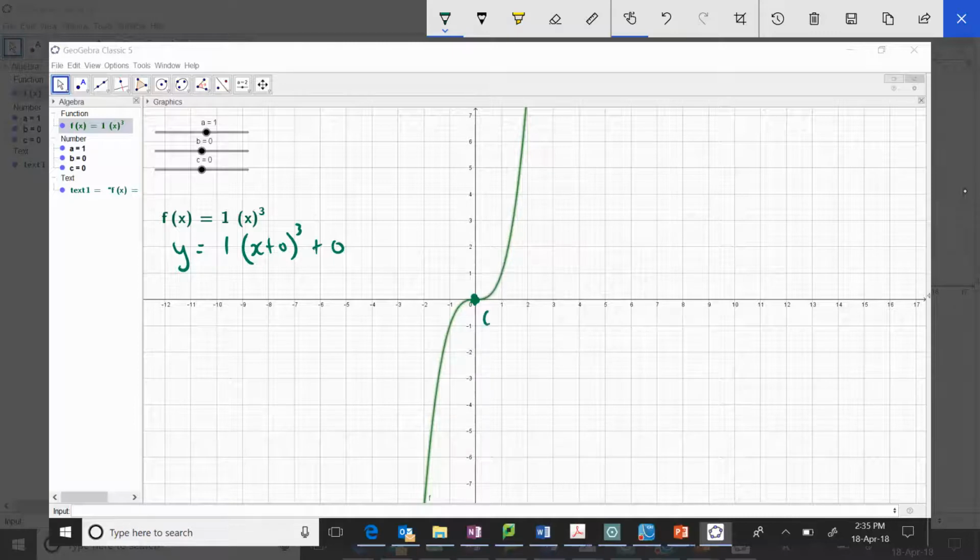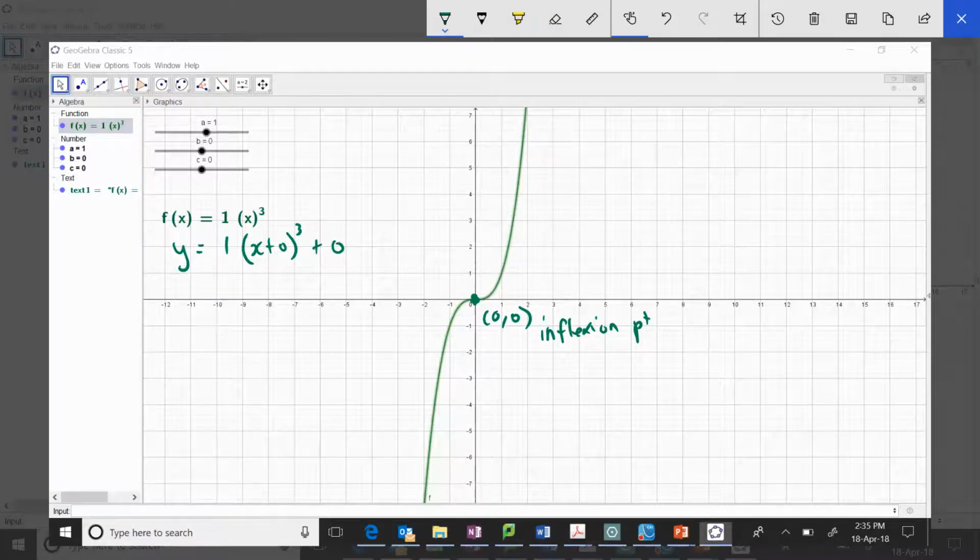0, 0. Now we call this point, and I want you to write this one down. This point is called the inflection point. So unlike your turning point, this is called the inflection point. And that's only for cubics.